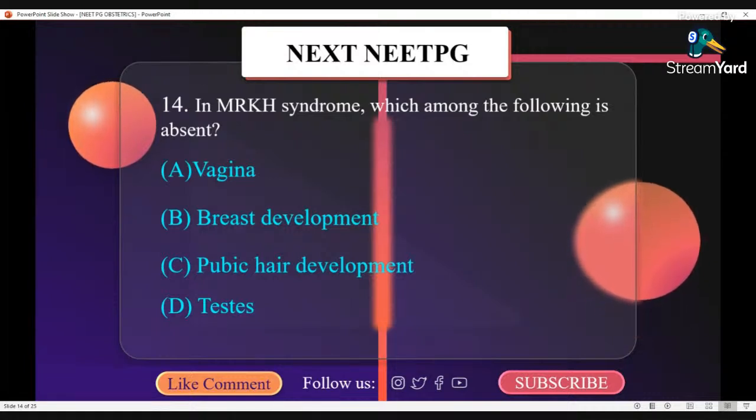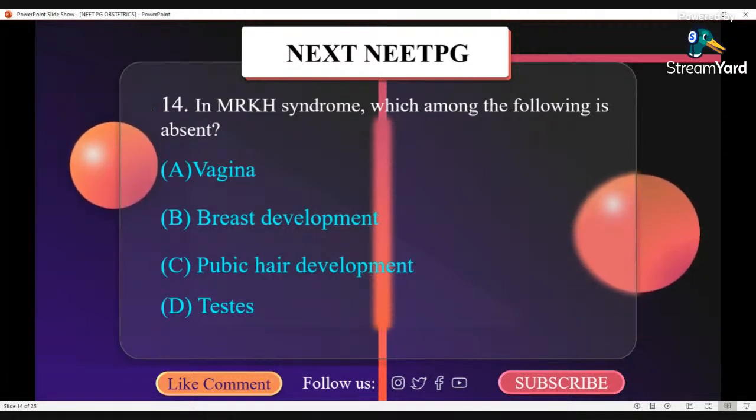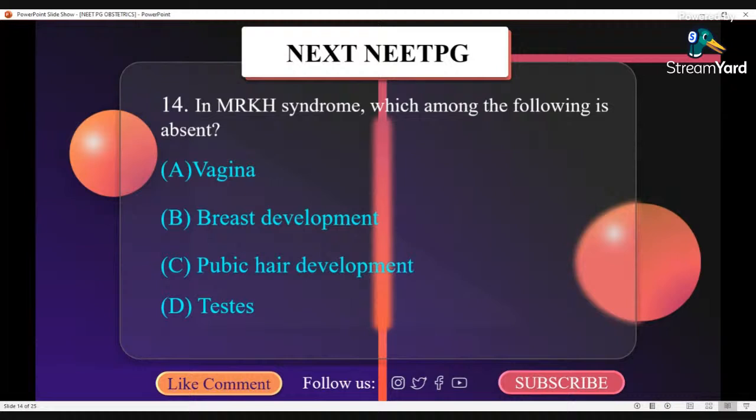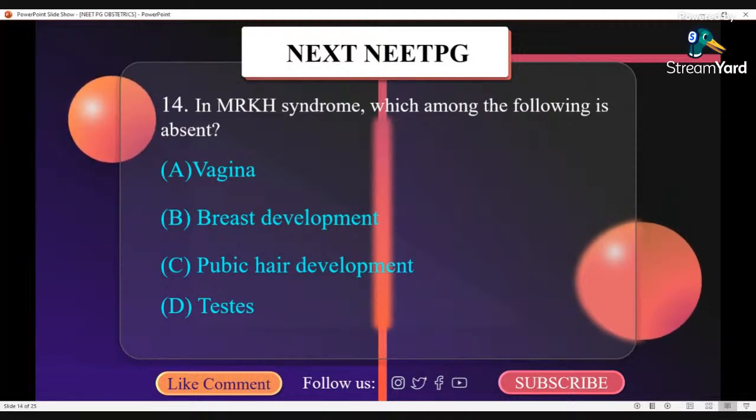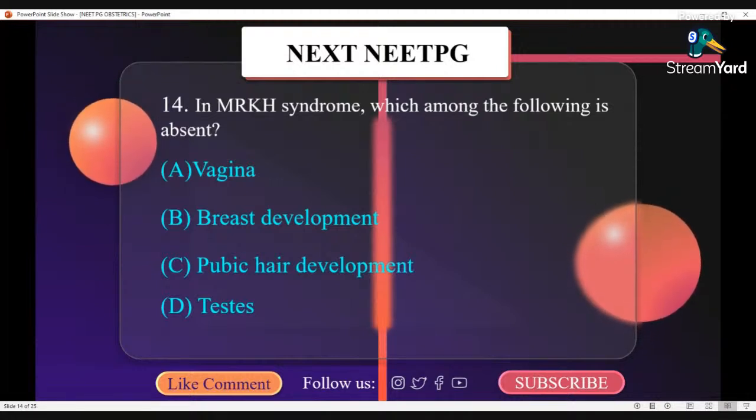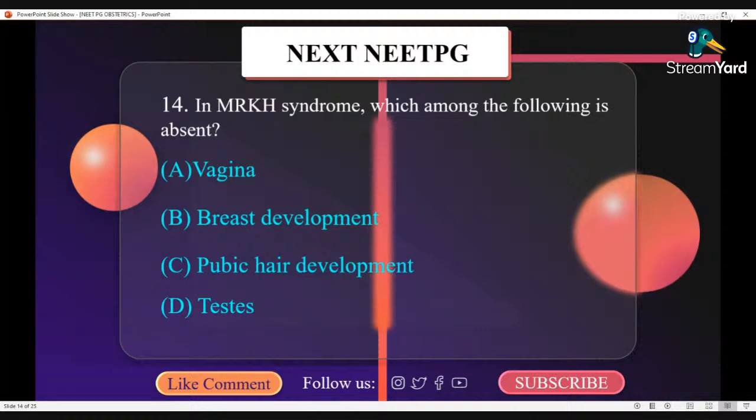So the options are A. Vagina, B. Breast development, C. Pubic hair development. Pubic hair development is there, breast development is there, vagina is there. Testis is absent. So the correct option here is D. Testis.